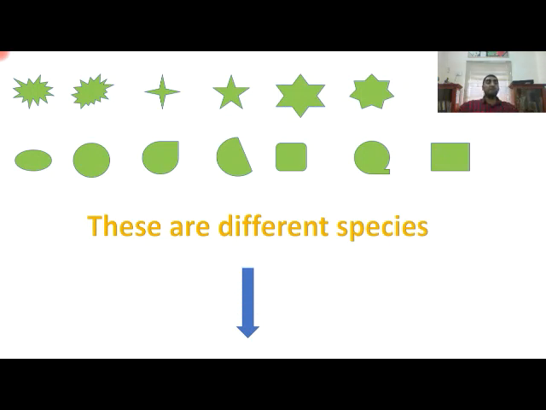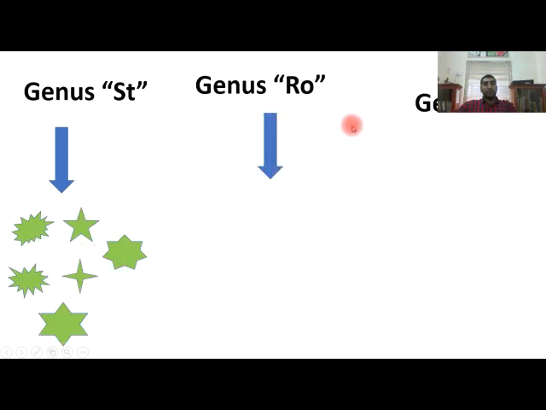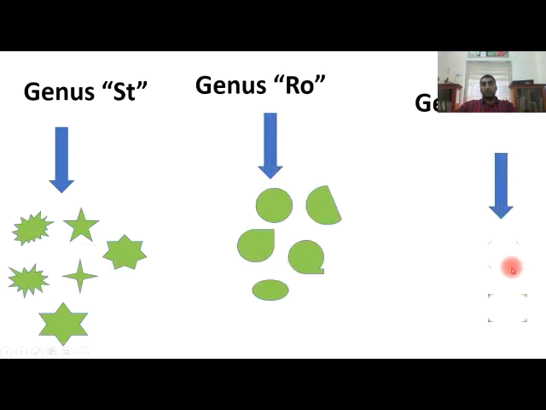For example, in this example, how will we classify them? These have star shapes, so this makes one group. These are round shapes, so this will make another group. These two are rectangular, square shapes, so they will make the third group. So let's divide them: star shapes, round shapes, and rectangular shapes.